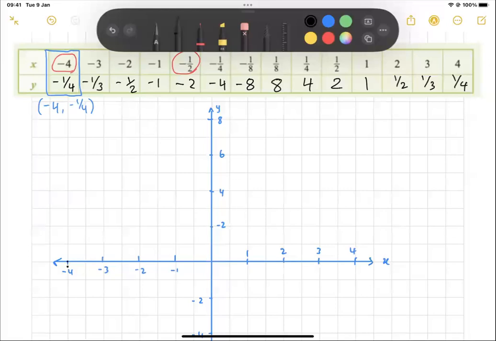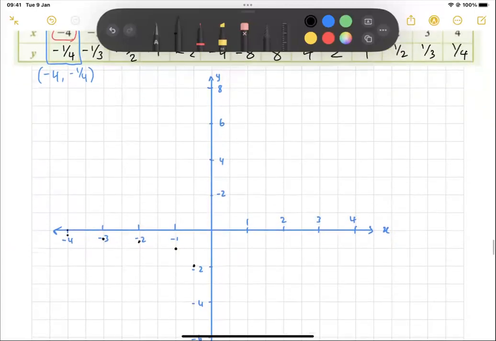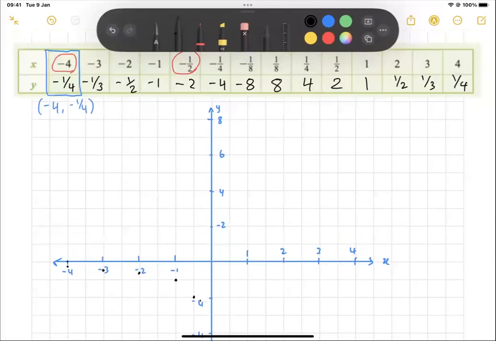Okay, now I'm going to keep going. -3 as my x value. My y value is -1/3. Let's say I'm putting it up here. Then -2 is going to be half. Let's say I'm going to put it up here. Then -1 is going to be -1. Half is going to be -2. -1/4 is going to be about here.